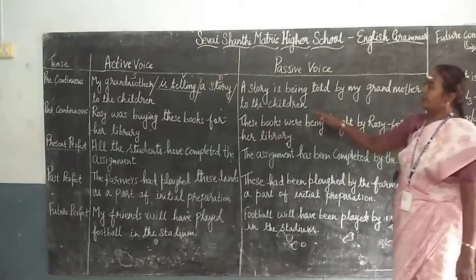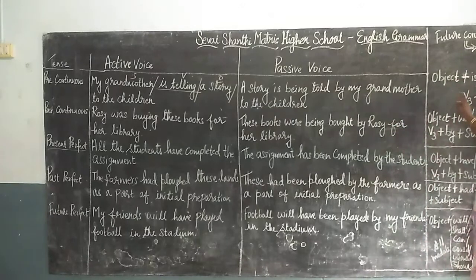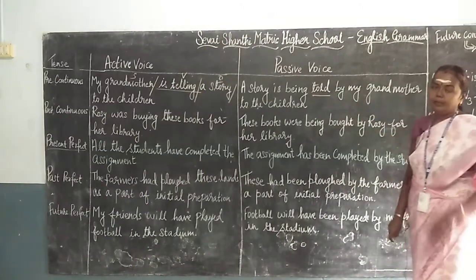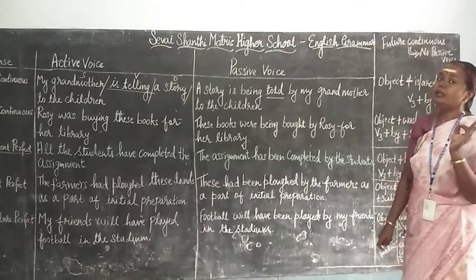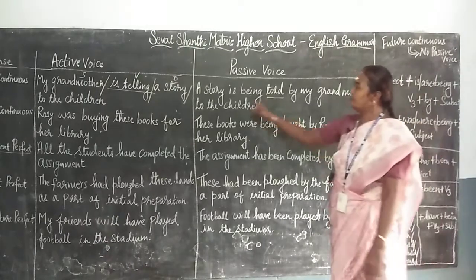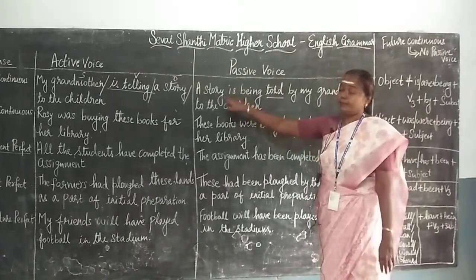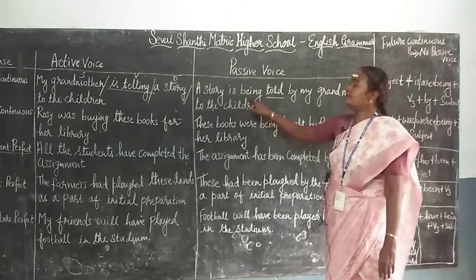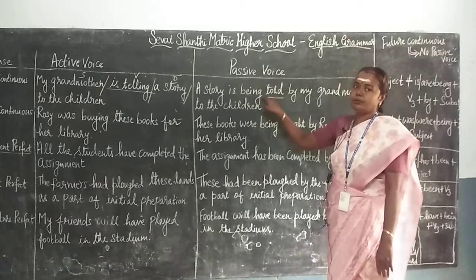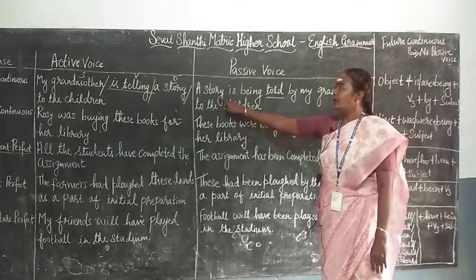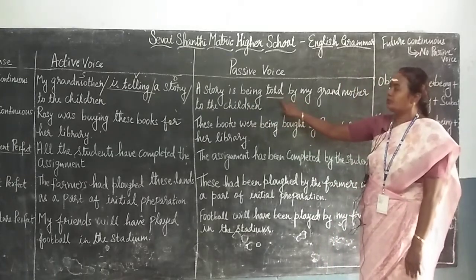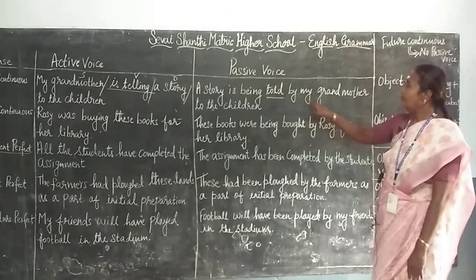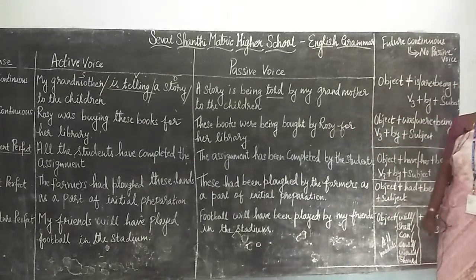Okay, so here the continuous tense, you should see in continuous tense, being, you will add. Whenever the action verb, it will be in third form. In passive voice, all the action verbs will be in third form and there will not be any tense change. So let us see, a story is singular, so it is present continuous tense. So I have written a story is being. Being shows the continuous tense of this sentence in active voice. Okay, a story is being told, tell, told, told. Okay, so third form is told. A story is being told by my grandmother to the children.